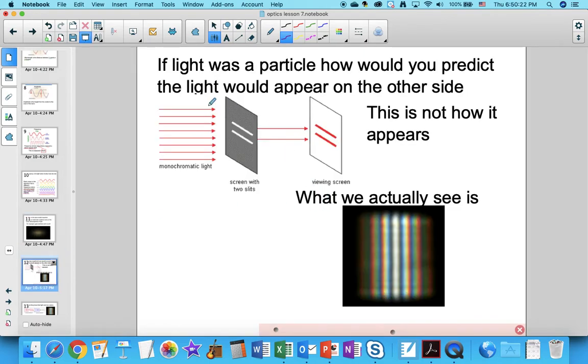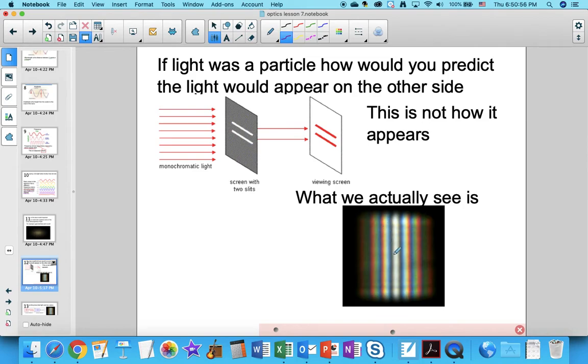So when we look at an experiment where we cut 2 slits into paper and we shine a light through it, we would expect to see, if light was a particle, 2 lines because this is where light can travel through, right? Light is traveling through here. It gets blocked by everything but these 2 little slits. Well, that must mean we only see 2 little slits. And you can do this experiment at home to prove it, right? If light was a particle, we would see this, but what we actually see is this.